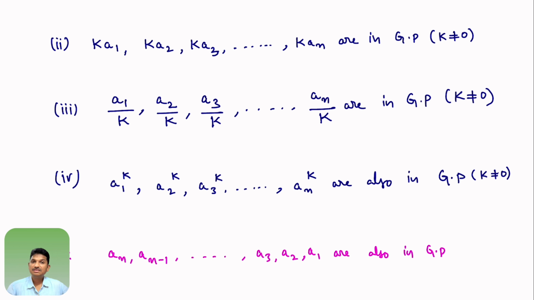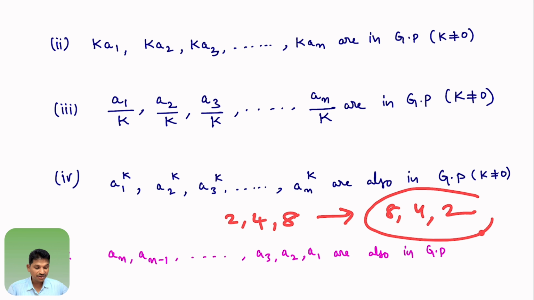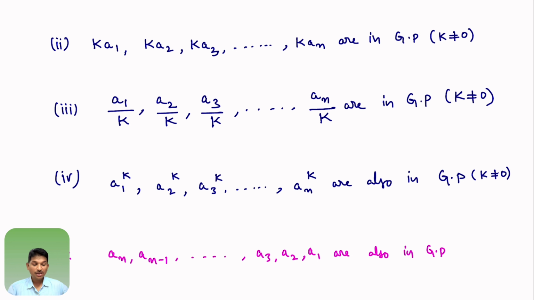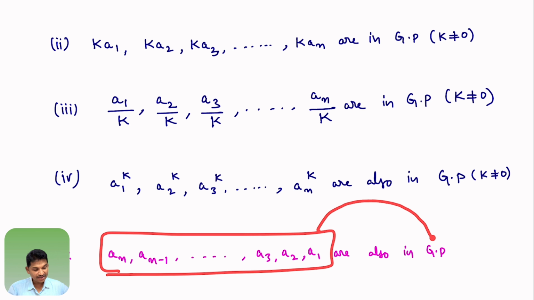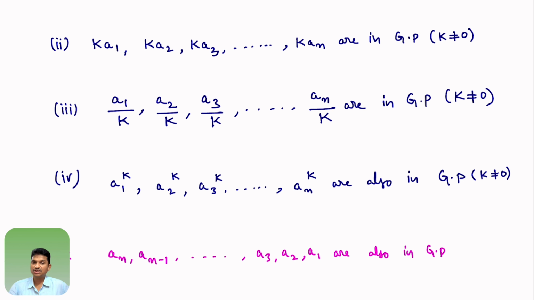You can check these things with the help of examples. 2, 4, 8, are they in GP? Yes. 8, 4, 2, are they in GP? Yes, they are also in GP. Check it: common ratio 4 by 8 is 1 by 2, 2 by 4 is 1 by 2. So if A1, A2, A3 and so on, An are in geometric progression, and you write them in reverse order, whatever you get also forms a geometric progression.